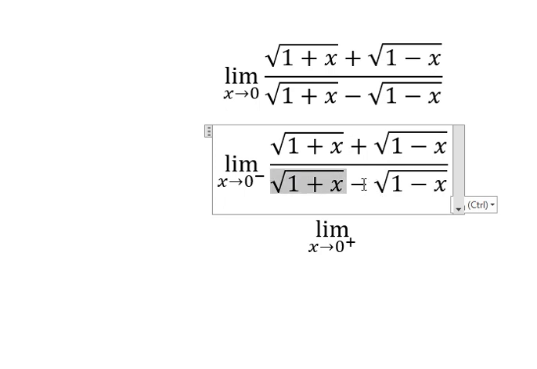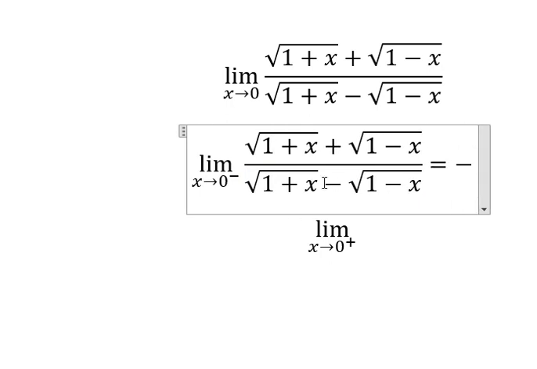So number 2, that is positive in here. Number 2 divided by a negative number, we have negative. And this one we have approaching nearly number 0 in here. So a number divided by number 0, we have infinity.